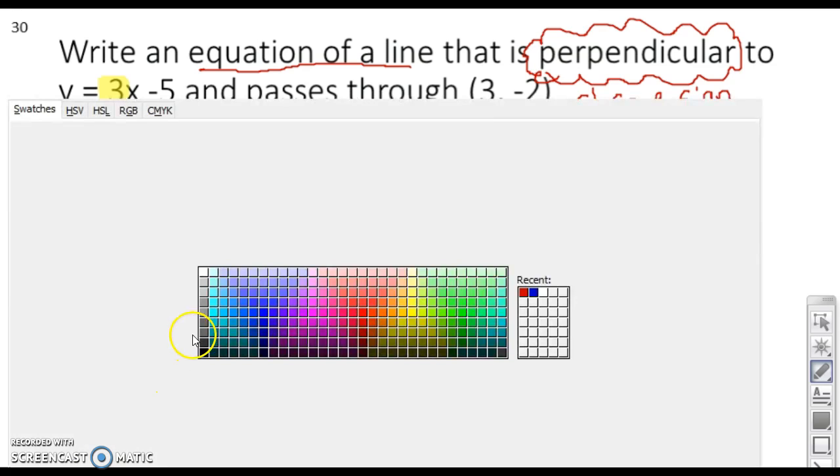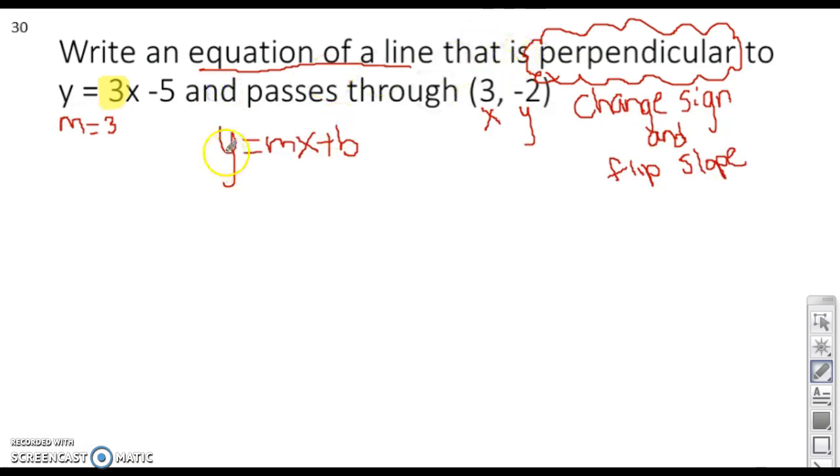The first thing we're going to want to do is take our original slope and make it perpendicular. So we're going to change the sign and flip it. Since our original slope was 3, we change the sign so it's going to be a negative, and then we want to flip it. Since it's 3, it's not a fraction yet, so I'm going to make it a fraction by putting a 1 underneath, and then flip it so it's 1 over 3. So our new slope is negative 1/3.